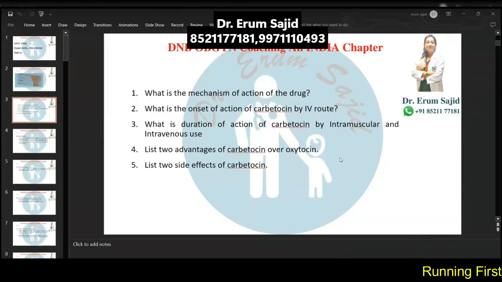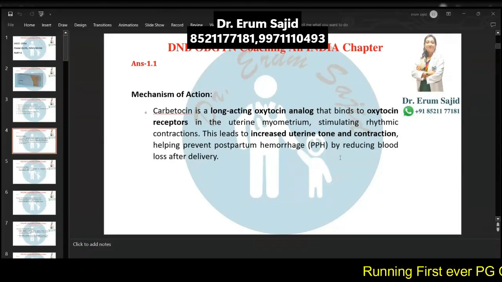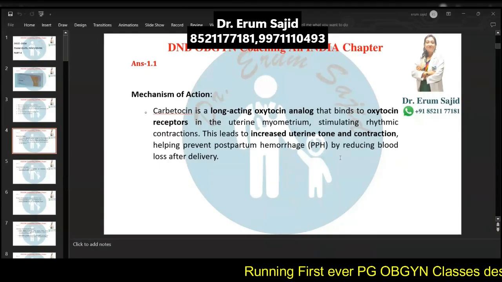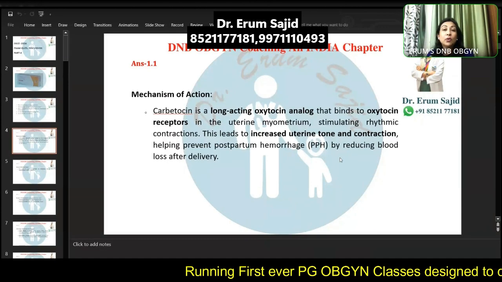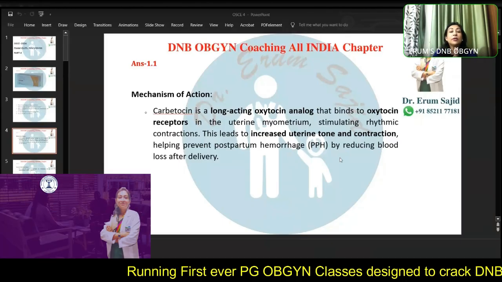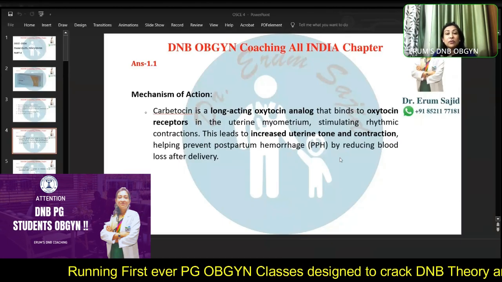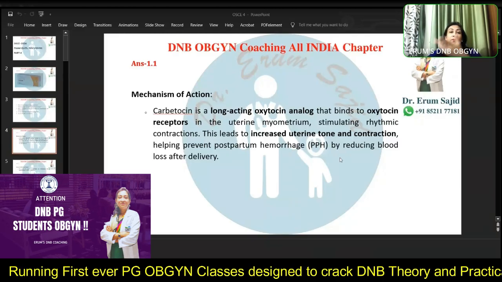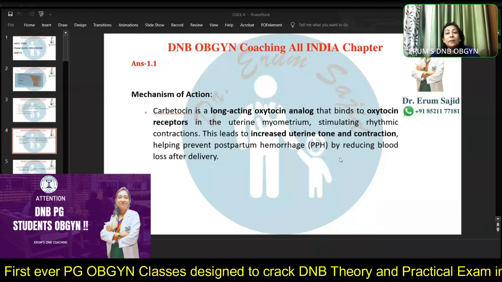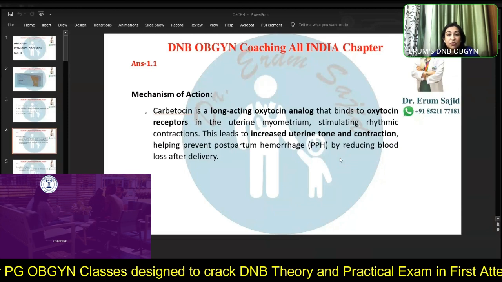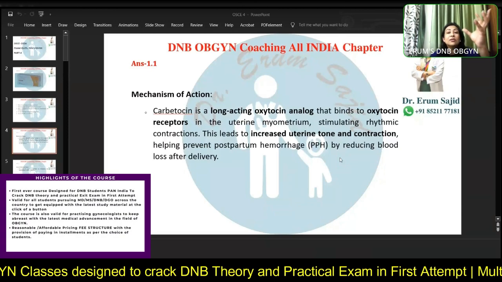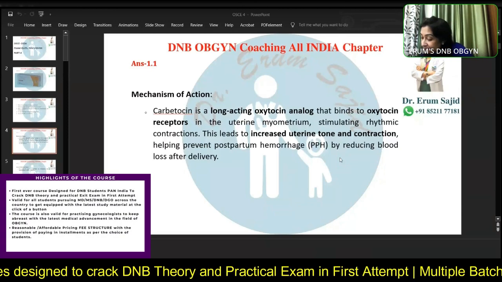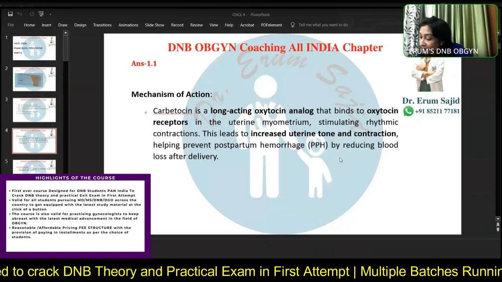Mechanism of action of the drug. So carbetocin is a long-acting oxytocin that binds to oxytocin receptors. So it's one of the oxytocin analogs. Okay, just like you have your syntocin, the same way you have carbetocin as well. It works by the same principle. It binds to the oxytocin receptors and it stimulates the rhythmic contractions. It leads to the tone and contraction. Correct? Okay, one answer do I have with me.